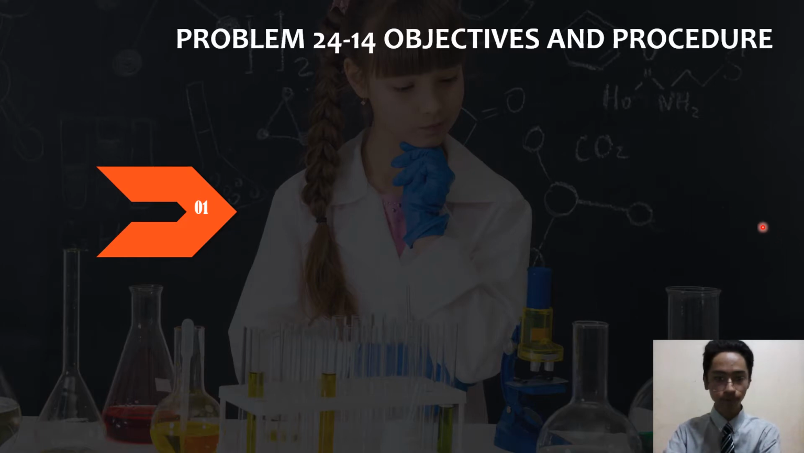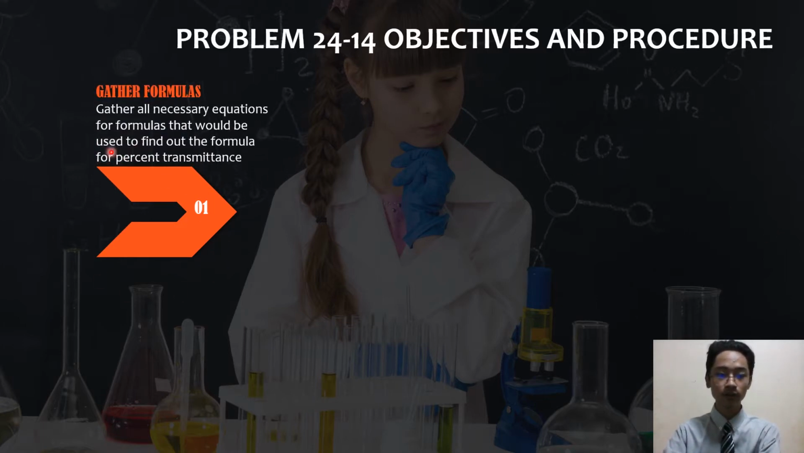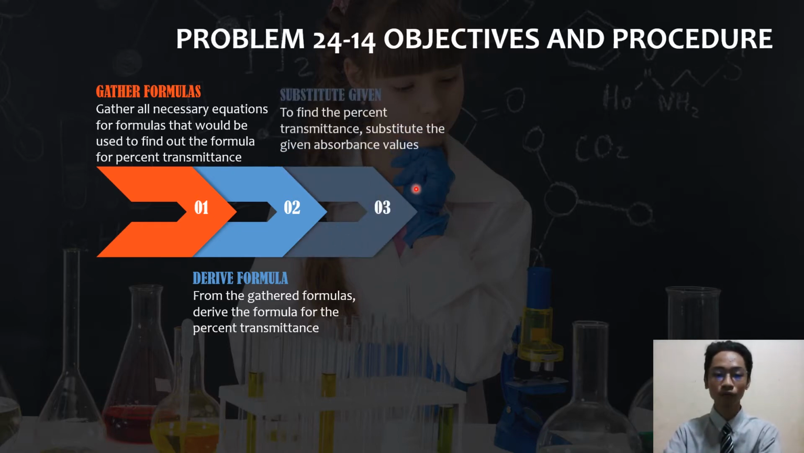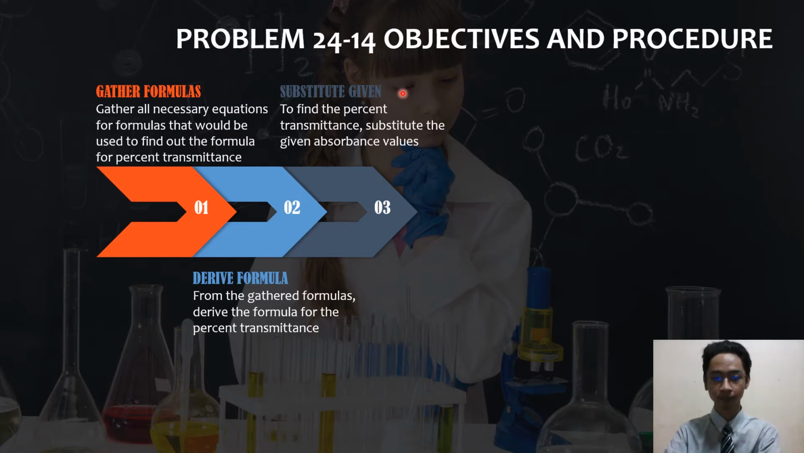For the procedure, first is to gather formulas. Gather all necessary equations that would be used to find out the formula for percent transmittance. Second is to derive the formula. From the gathered formulas, derive the formula for percent transmittance. Third, to substitute the given. Find the percent transmittance by substituting the given absorbance values.